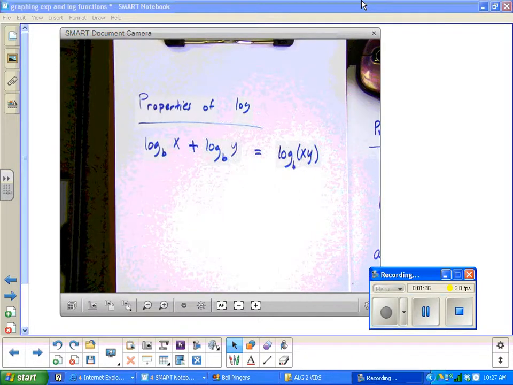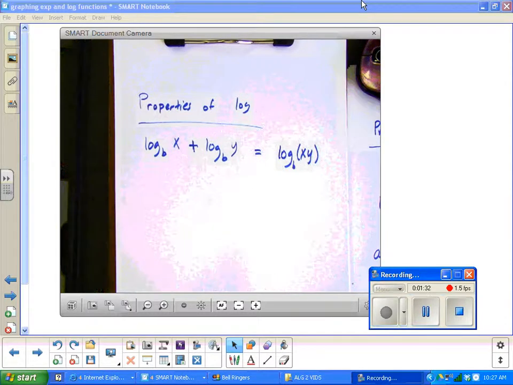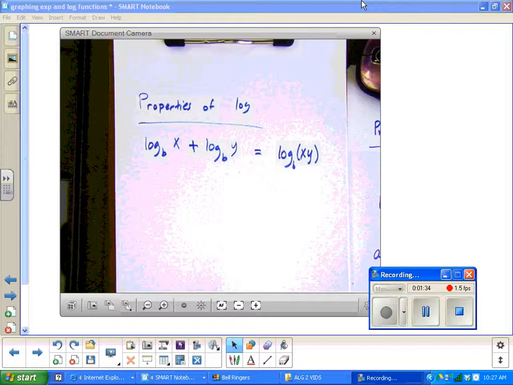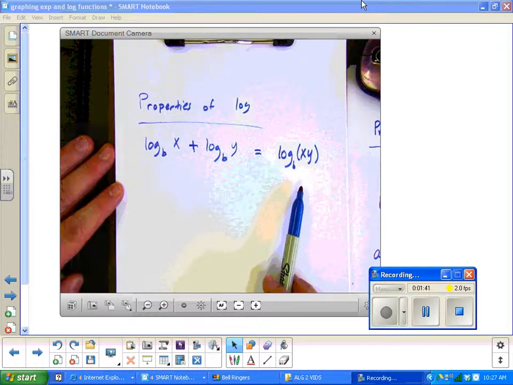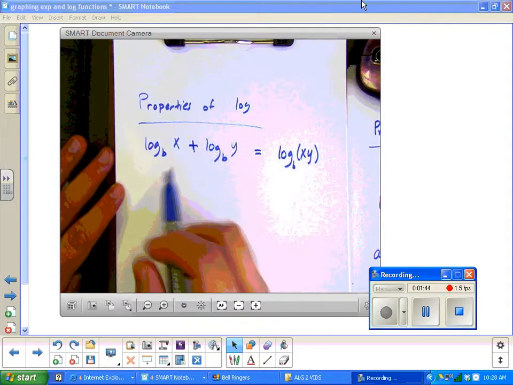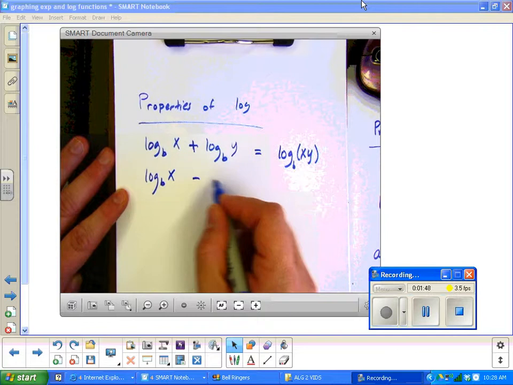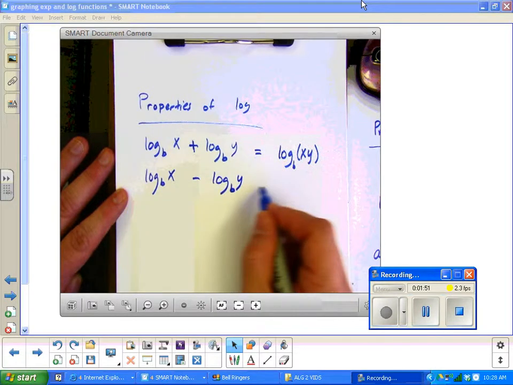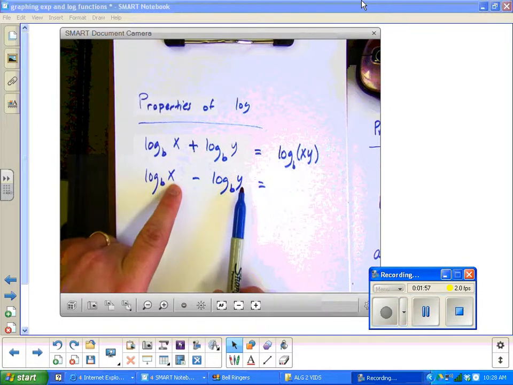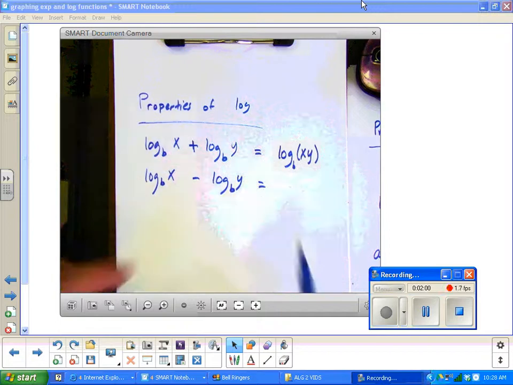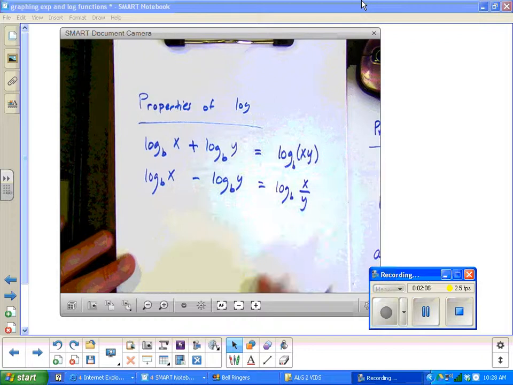Now, here's one thing: if you can evaluate this logarithm, you need to do that. But you're not going to be able to evaluate all of them, especially if you have an unknown. This is called the product property. You don't have to know the names, you just need to know the application. The other one is called the quotient property, so I'm going to change that to minus. When we subtract two logarithms, what are we going to actually do with the x and the y? Divide. So this will be log base b of x divided by y.